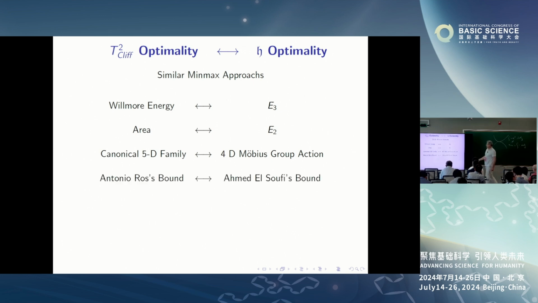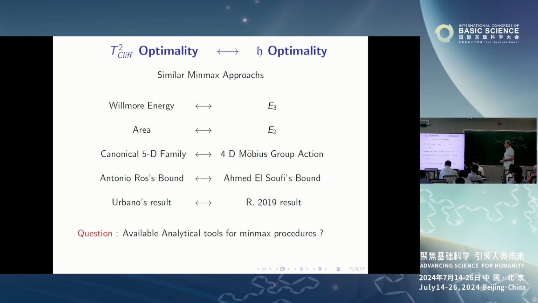You had the bounds by Antonio Ros, and you can use the Ahmad El Soufi bound here. And Urbano's result, which was a result in 2019, but it was published last year. Anyway, this is a picture, but this is not what interests me. What interests me is the analysis. So how do you implement, what are the available analytical tools to implement min-max?